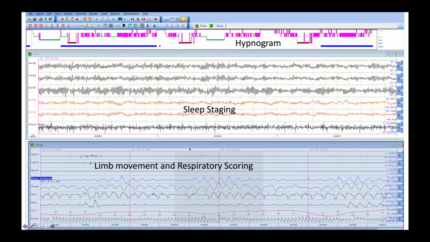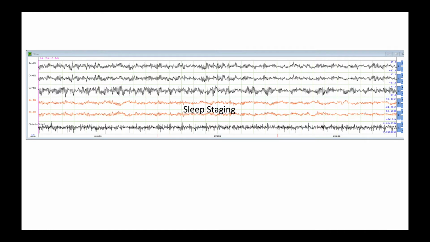Now, like I said, this is in Minerva. This program is called Minerva. There's also Compumedics, but there's lots of different ways to read sleep studies, and they can all look a little bit different just because they change the colors or the order of the channels might be different. And there's a lot of customization available too. So depending on the preferences of whoever's reading the sleep study, they may move channels around, and you just have to pay attention to what channels you're looking at in order to not get too confused. Let's look specifically at sleep staging, and that's this panel here.